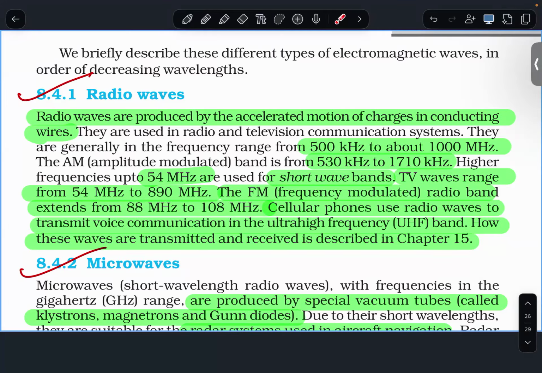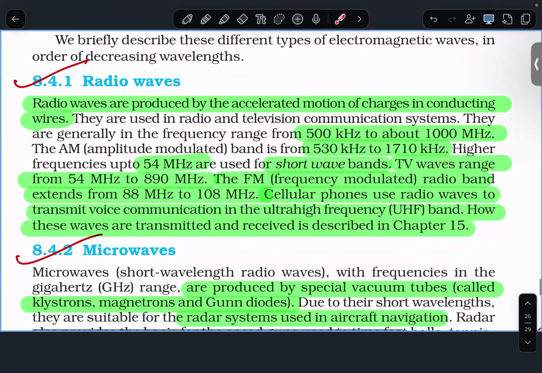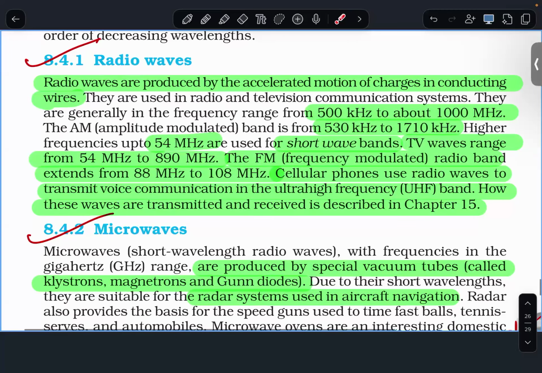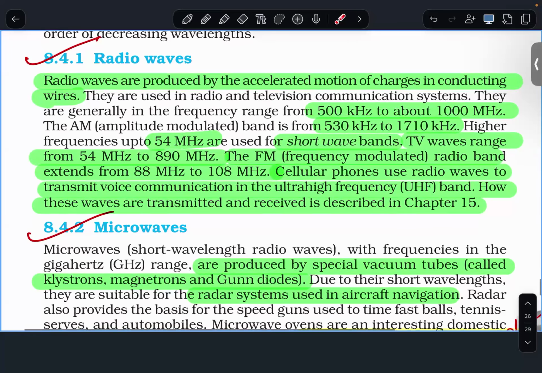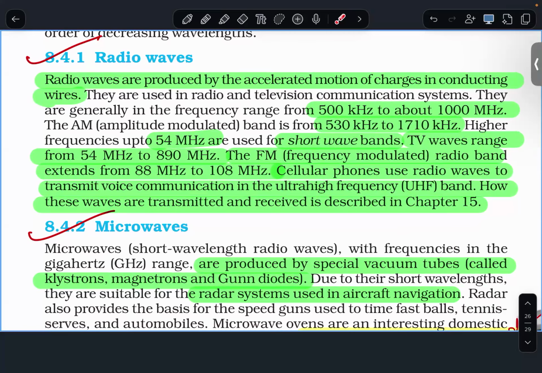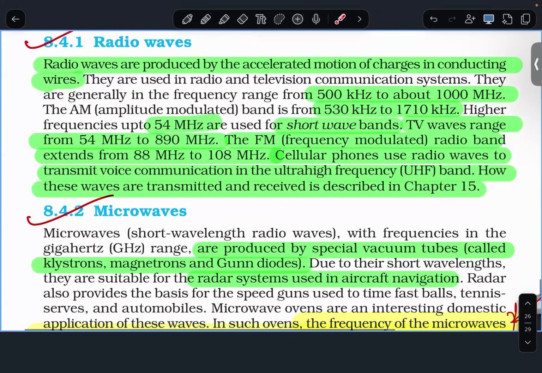Radio waves are used to transmit voice communication in the ultra high frequency band. Chapter 15, which is communications, is not in your syllabus right now. So what do I need to learn from radio waves? How are they produced? A statement-based question can be given. You need to identify it, and only once you read this will you be able to. They won't give any problems related to this. It's informative type.